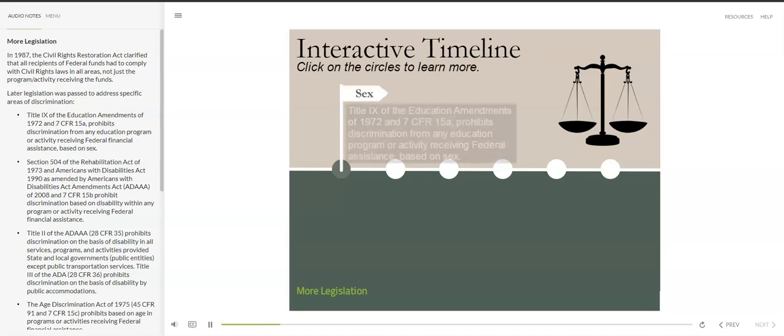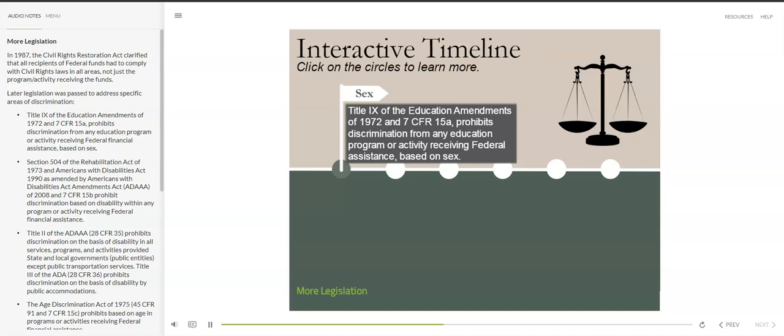Sex. Title 9 of the Education Amendments of 1972 and 7 CFR 15A. Prohibits discrimination from any education program or activity receiving federal financial assistance, based on sex.